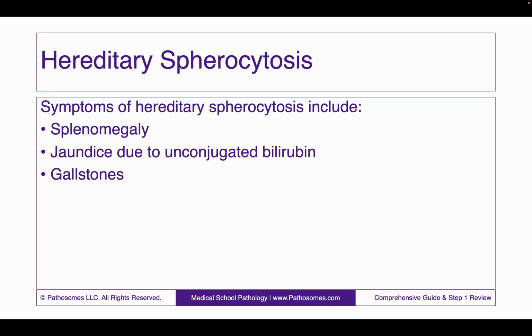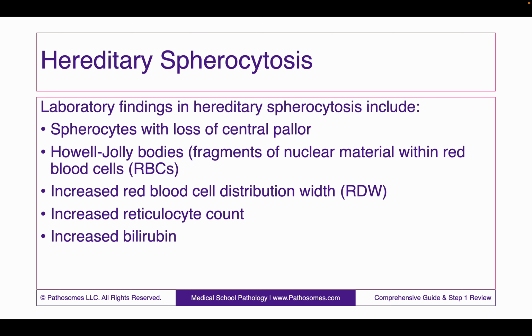Symptoms of hereditary spherocytosis include splenomegaly, jaundice due to unconjugated bilirubin, and gallstones. Laboratory findings in hereditary spherocytosis include spherocytes with loss of central pallor, Howell-Jolly bodies, which are fragments of nuclear material within the red blood cells, increased red blood cell distribution width (RDW), increased reticulocyte count, and increased bilirubin.